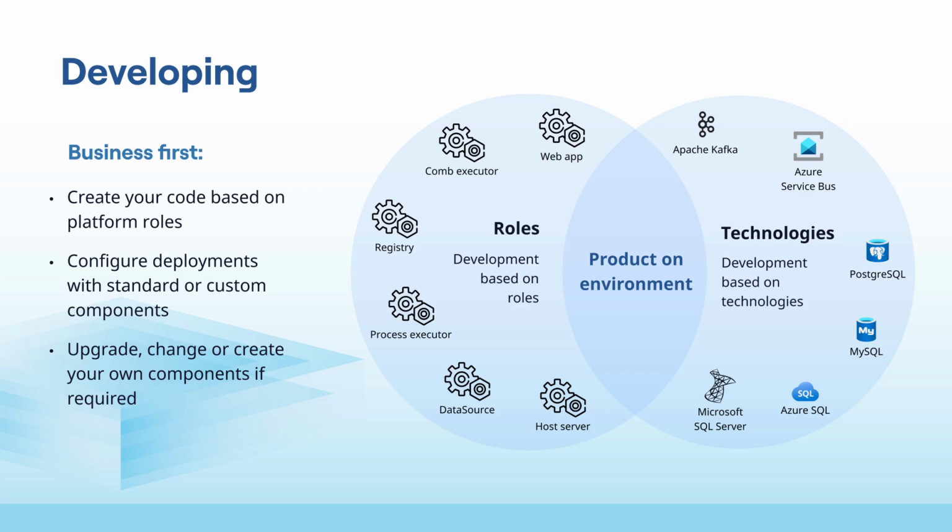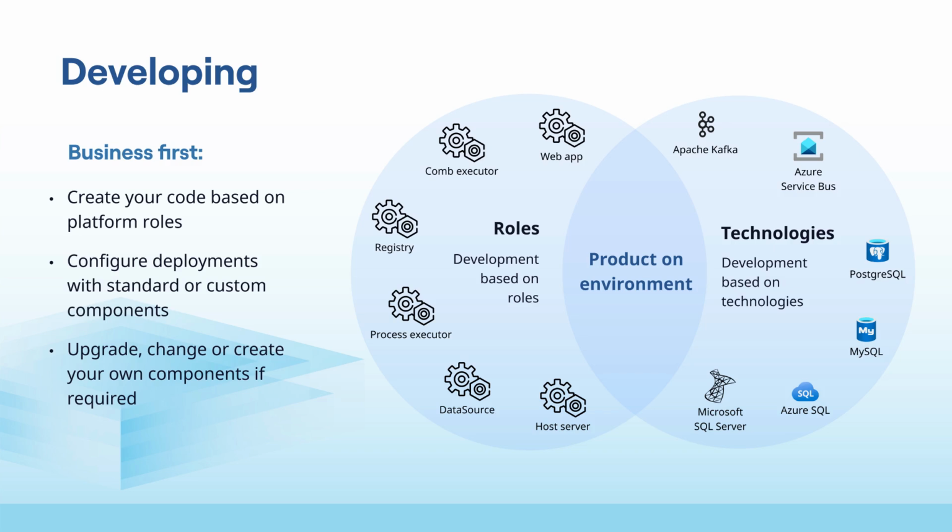So, let's take a look at the development process on Honey Platform. The core approach to development is business first. This means the focus is on tasks that deliver business value, while infrastructure components are selected later, during the deployment stage. When developing business logic, we use the concept of platform roles. Examples of roles include a web application, an event handler, a data source, and others. We'll explore some of these roles in more detail later.